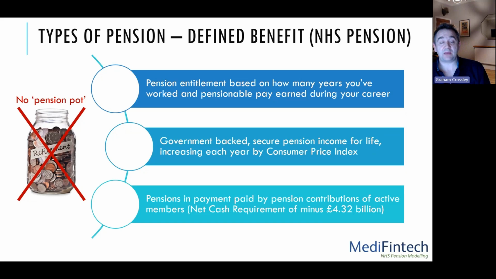Now, the pensions and payments are actually paid for by the pension contributions of active members, and there's a significant surplus. If ever that were to change, then government would step in and make sure that your pension was paid. So this is why this is always referred to as a gold-plated pension.